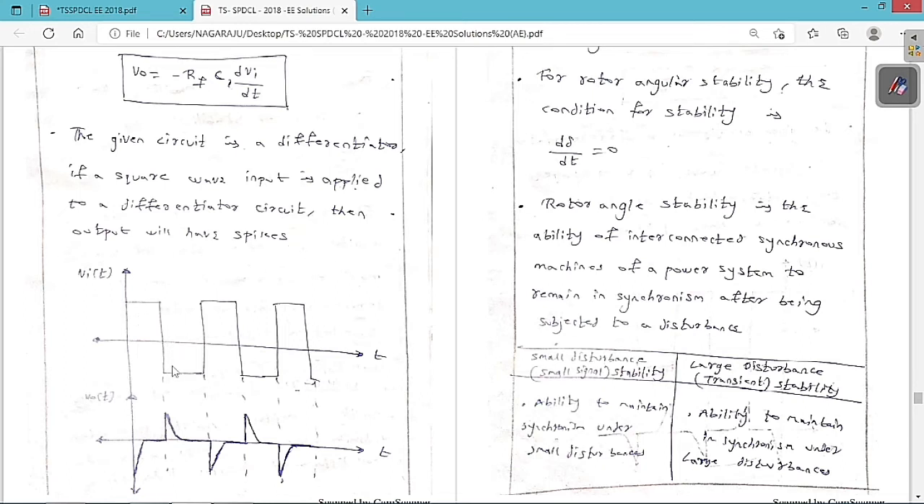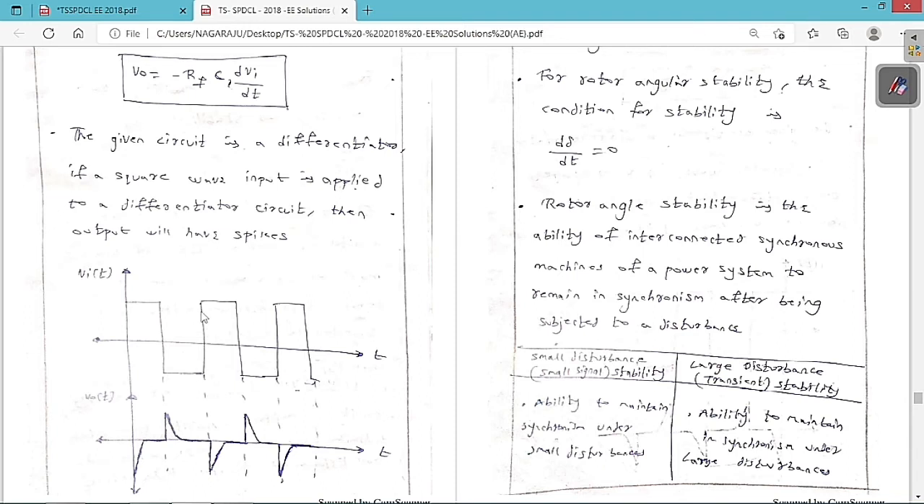This is the input voltage that I have given, and you can see clearly it is a square wave input. In the output waveform it is 0 here, here, and here. But here there is a sudden rise in voltage, which means the differentiation is positive, but there is a negative sign, so we get negative spikes. Here there is a sudden decrease in voltage, which means the differentiation is negative. Negative with negative is positive, so we get a positive spike here.